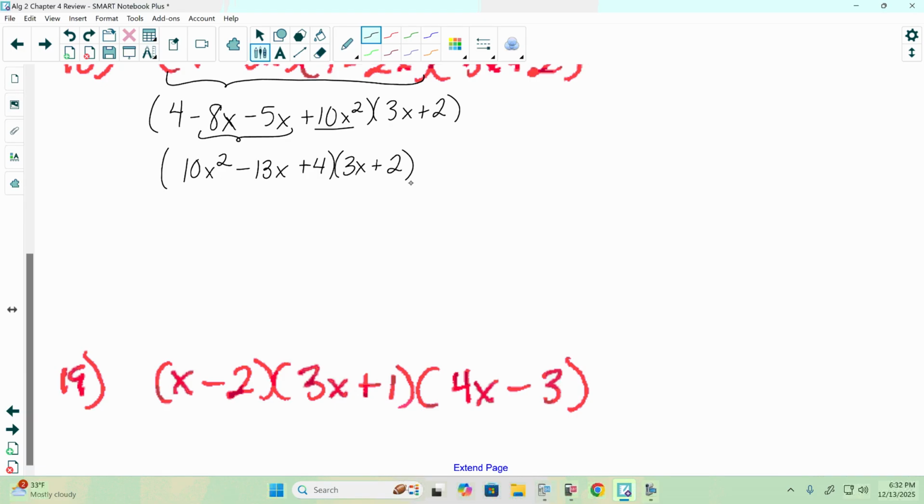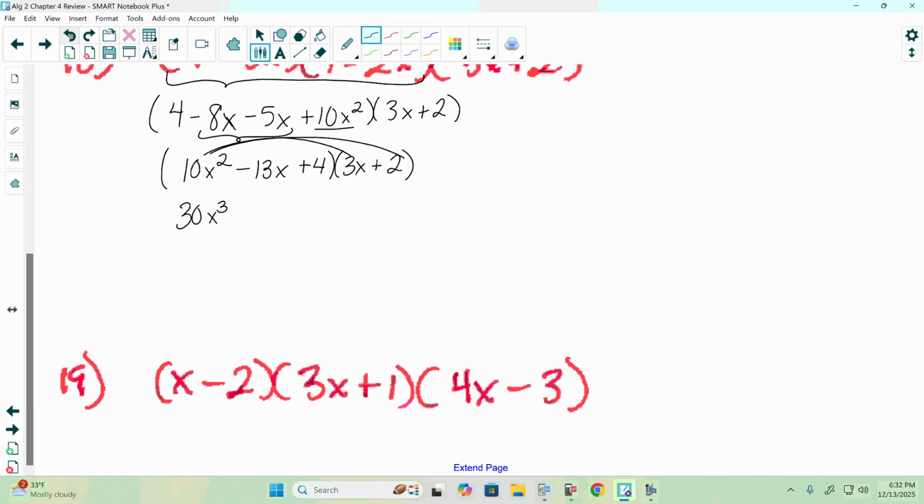And lastly, now that we finished combining like terms, we can do our last multiplication. We can multiply these two here. 10x squared times 3x. 10 times 3 is 30. X squared times x would be x cubed. Now because we're doing our last multiplication, there's nothing else to multiply this by. We're not going to put parentheses again.